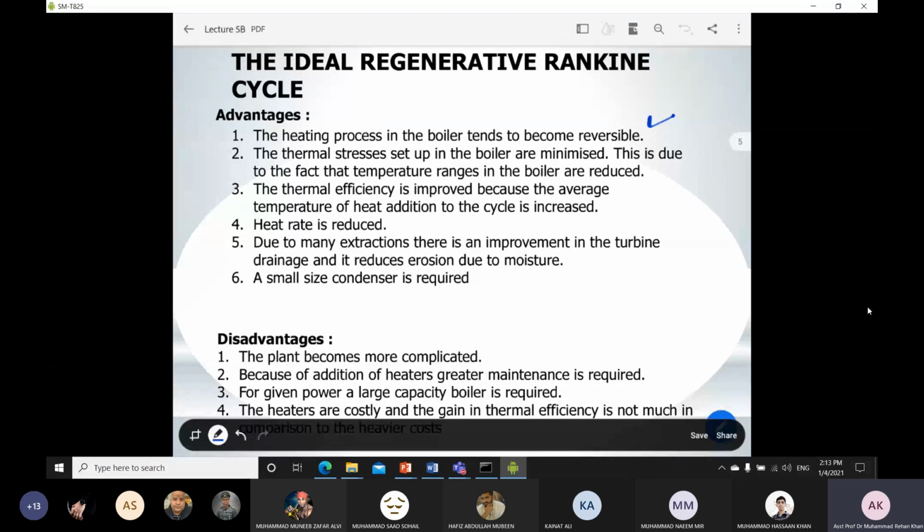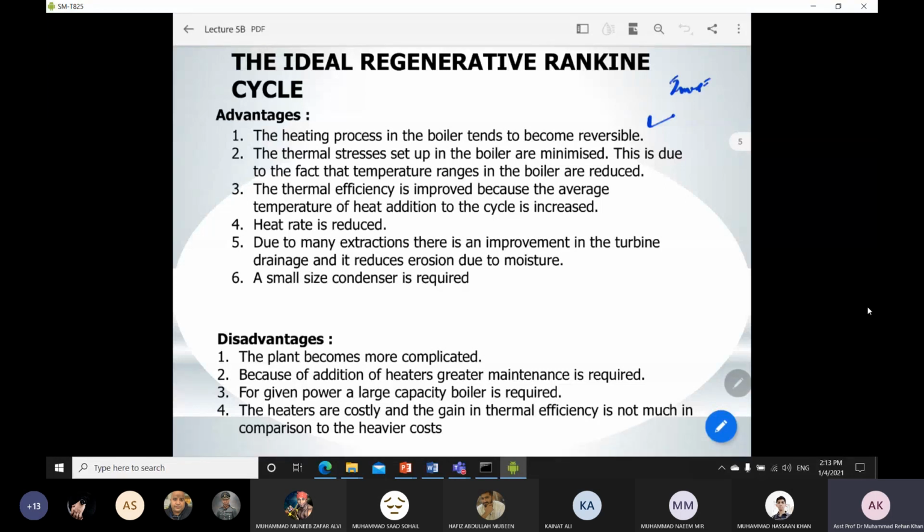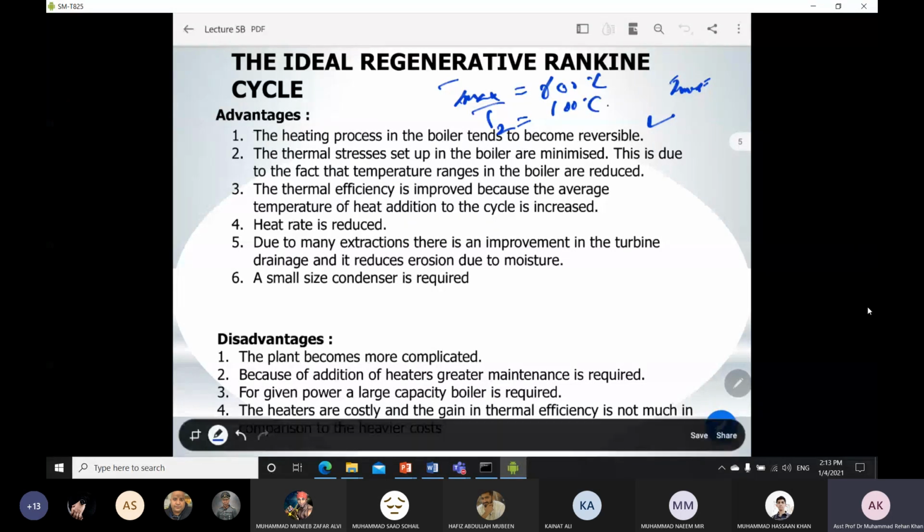For example, previously when you were working on a steam power plant without a feed water heater, suppose your T maximum is 600 degrees Celsius, and the temperature at the outlet of your pump, which you can call T2, is for example 100 degrees Celsius. If we calculate the temperature gradient, that is the difference between T maximum and T2, it comes to 500 degrees Celsius. But if we increase the temperature of T2, for example make it 400 degrees Celsius before it enters the boiler section, then the temperature gradient is also decreased. So it means we have encountered less thermal stress on that portion. This is the idea behind the regeneration process.